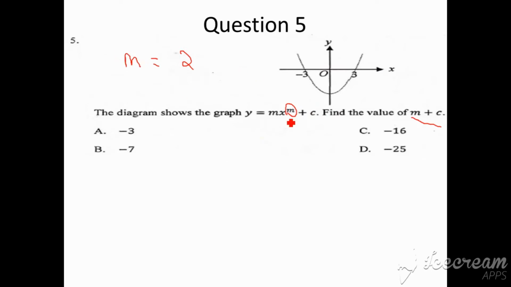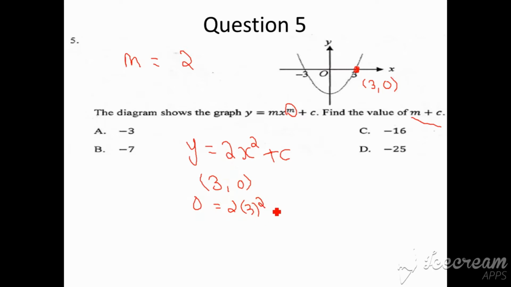Now we substitute m as 2 into this equation. Then you will have y equals 2x squared plus c. To find c, you can use any point here. Let's say I use this one, 3, 0. So you substitute 3, 0 into this equation. So you have 0 equals 2 times 3 squared plus c.